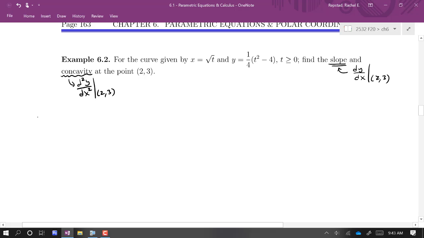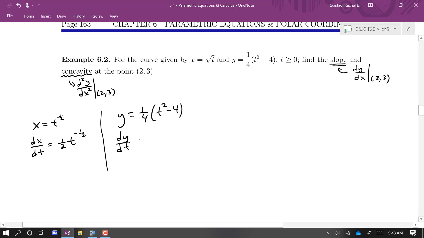So let's begin, right? We've got our two functions. x is the square root of t. I'm going to go ahead and write that as t to the 1/2. dx/dt is 1/2 t to the negative 1/2. Our y function is 1/4 times t squared minus 4, so dy/dt is 1/4 times 2t, or 1/2 t.